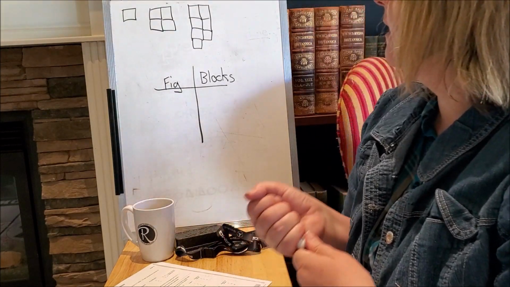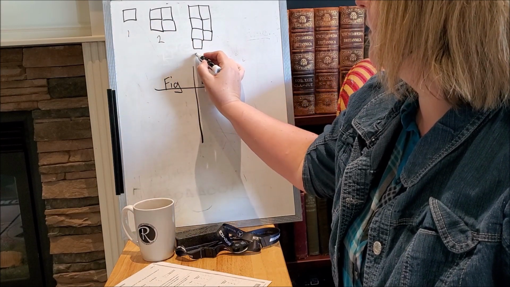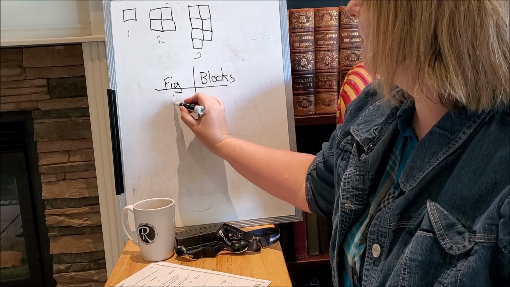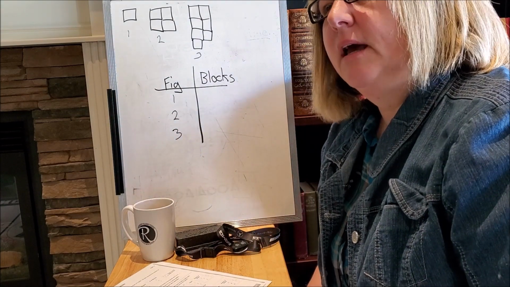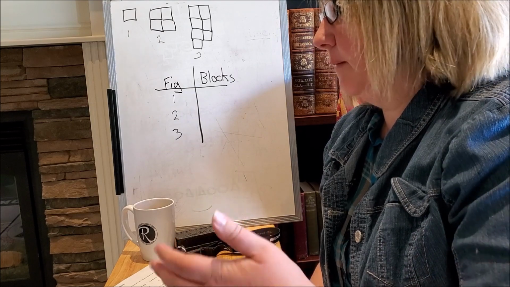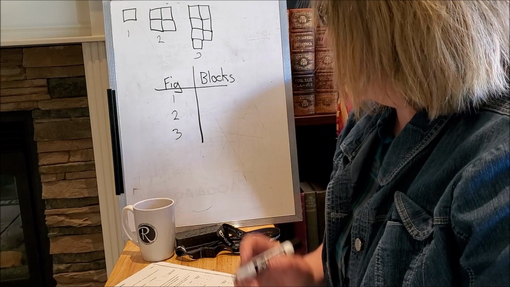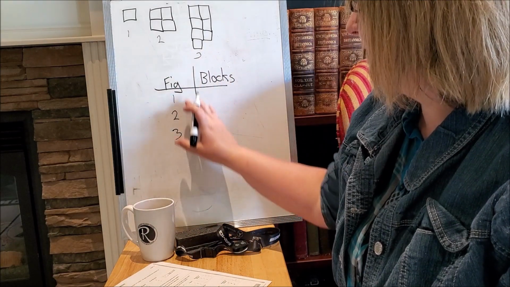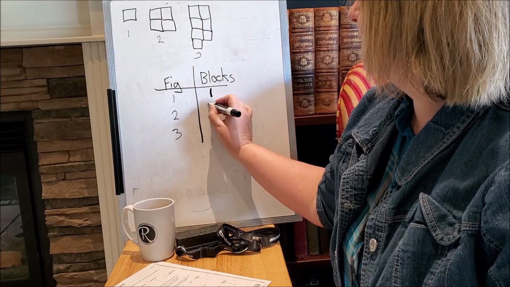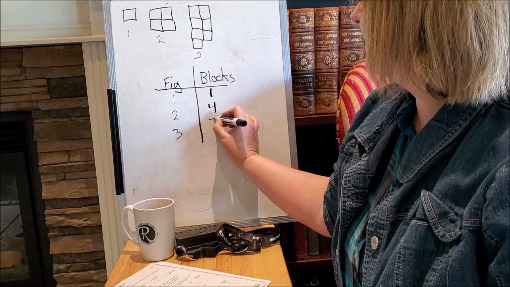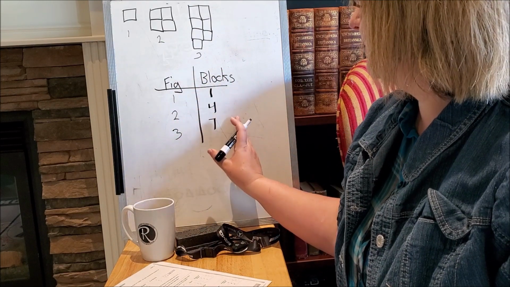So our t-tables, these are figures here. We have figure number 1, 2, 3. So these are our figure numbers here. So it just goes 1, 2, 3, or it can just be the number of the pattern that we're doing. Figure number 1 has 1 block. Figure number 2 has 4 blocks. Figure number 3 has 7 blocks. So here's our pattern. Figure numbers are here, our patterns here.